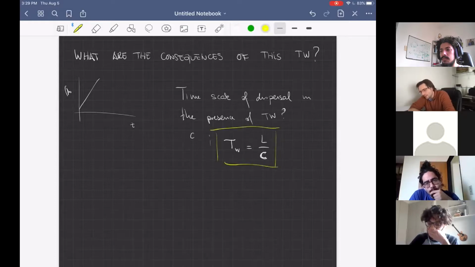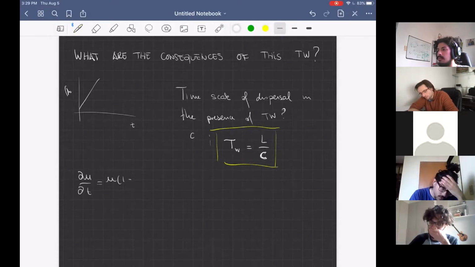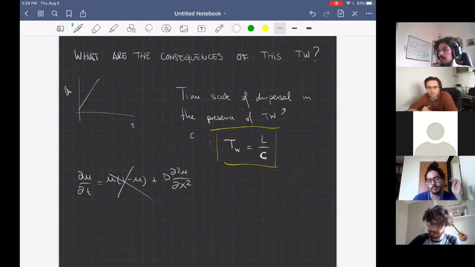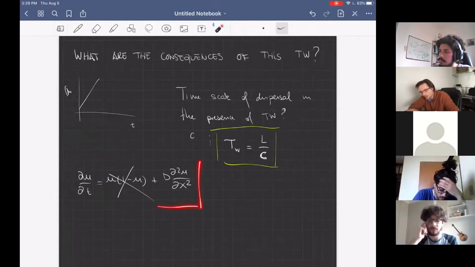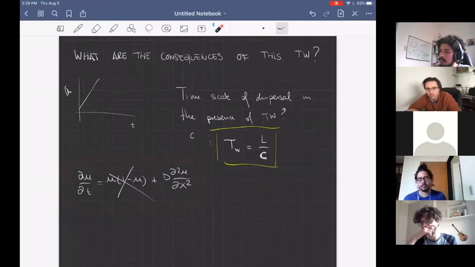Now I want to take the Fisher-Kolmogorov equation and I want to assume that I don't have creation of matter. I don't have reproduction. I only have diffusion. If you repeat all the analysis that we did to investigate the existence of traveling waves in this equation, you will see that this equation does not allow for traveling waves. In fact, you can solve this equation analytically. It's not very hard to do it.